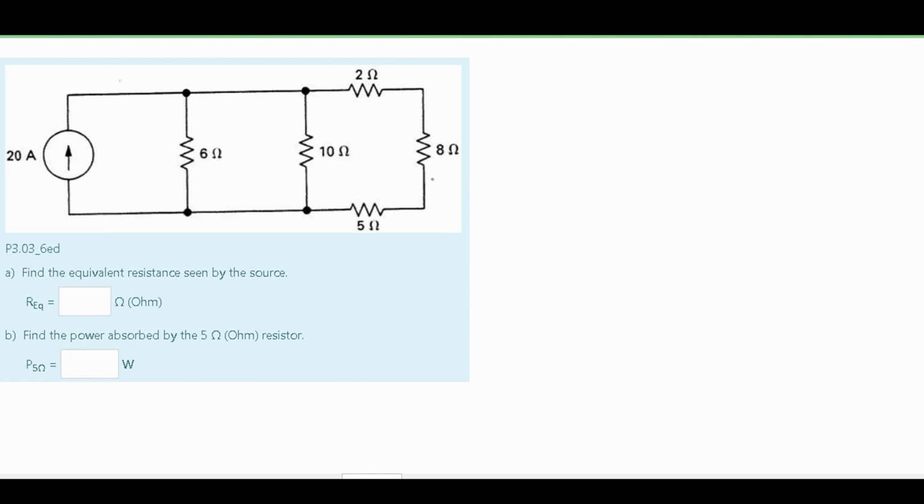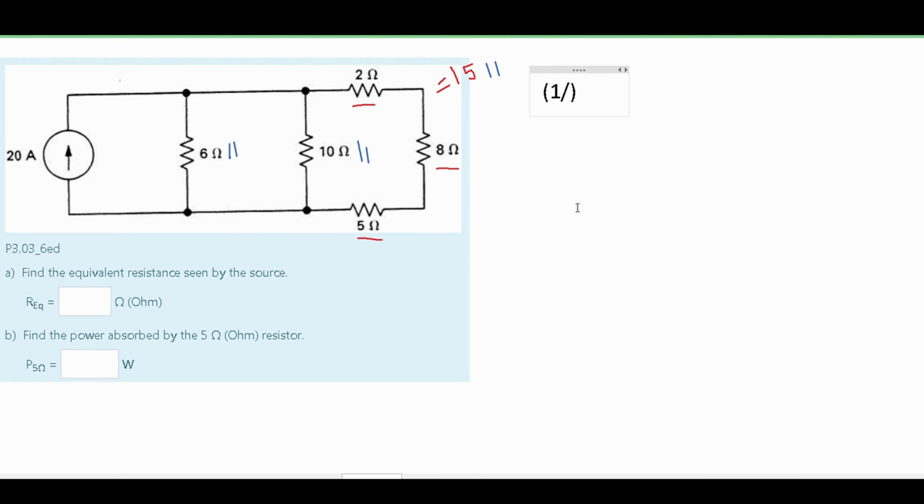We can see that this 2 ohm resistor, this 8 ohm resistor, and this 5 ohm resistor are all in series. That means this is going to be 15 ohms. Now we can see that our 6 ohm resistor, our 10 ohm resistor, and the combined 15 ohm resistor are all in parallel, so we're going to use the parallel formula for resistors.